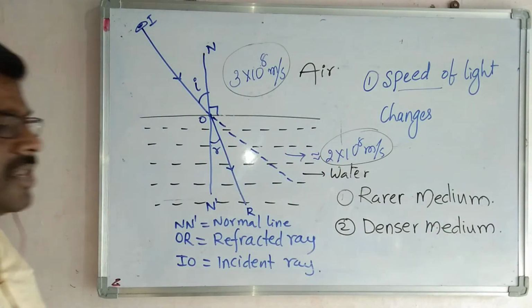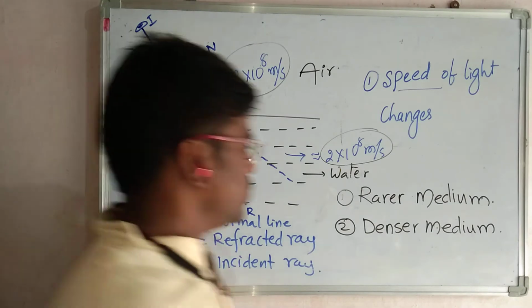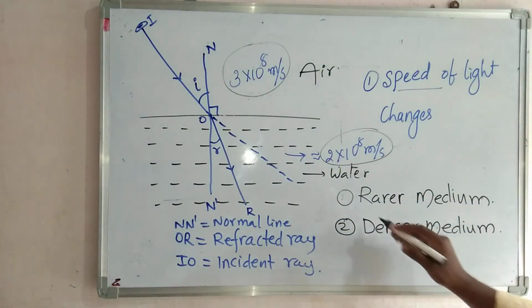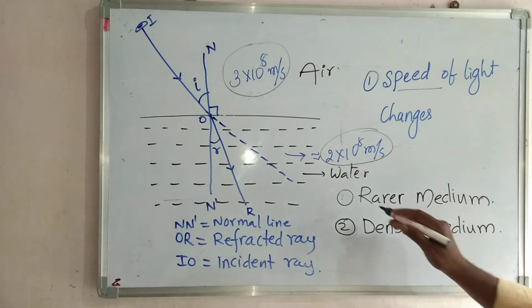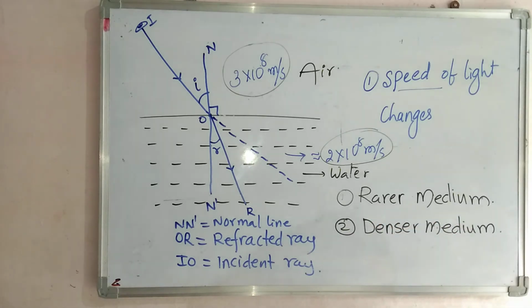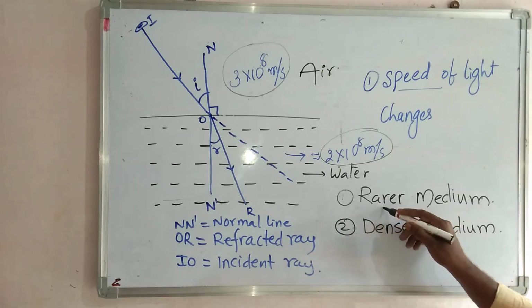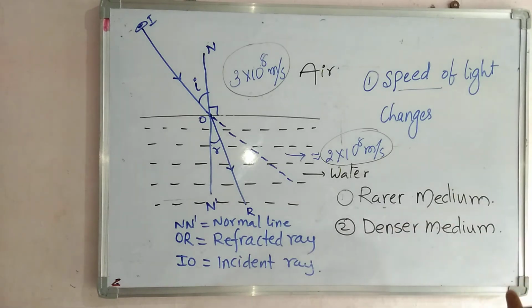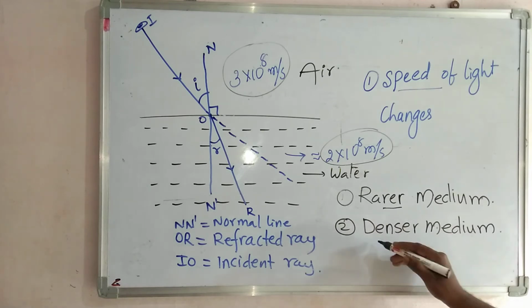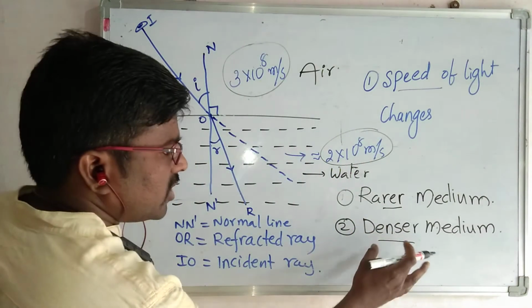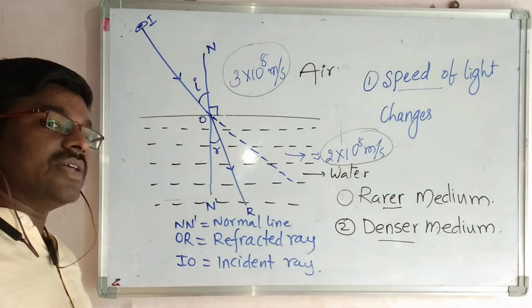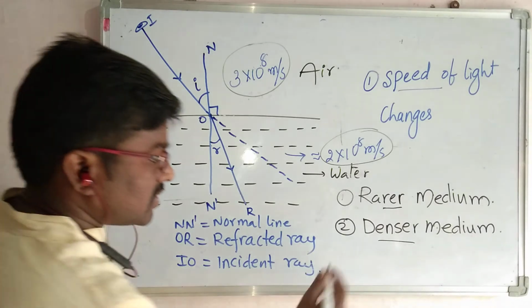So what is this rarer medium and denser medium? Listen. Rarer medium means the speed of the light is more when you compare it with the other medium, then that medium is considered as a rarer medium. If the speed of the light is more than the other medium, then that medium is called as rarer medium. What is meant by denser medium here?